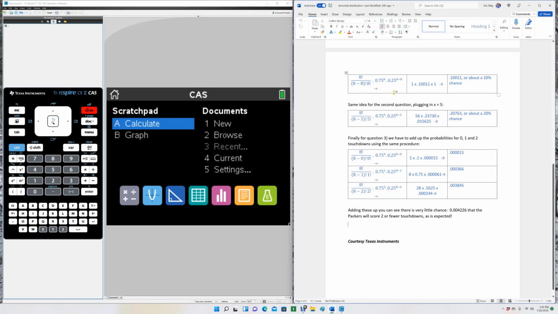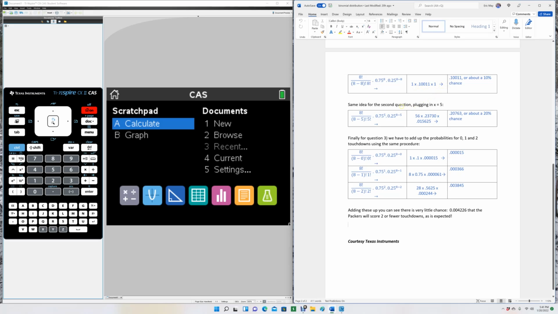So here in this first table are the values that we put into our equation and the answers we get. I won't spell this out, you can see it written right here. Once we compute those, we end up with 1 times 0.10011 times 1. That gives us a total of 0.10011, or about a 10% chance that they would make all 8 touchdowns.